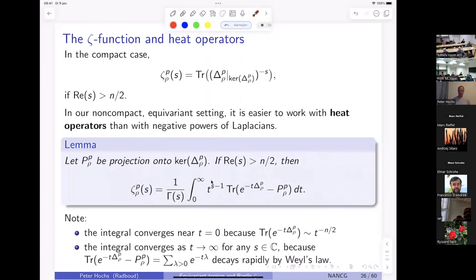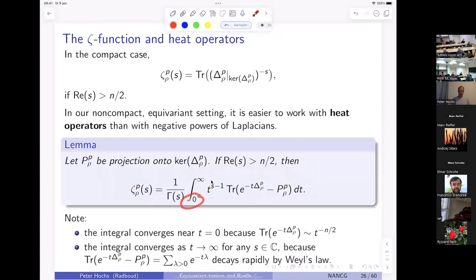This projection here is the projection onto the kernel of the Laplacian. So I'm projecting out, which is the same thing as saying we restrict to the orthogonal complement of the kernel of this Laplacian. So this trace of the minus s power of the Laplacian can be rewritten as this Mellin transform expression. This has the heat kernel in it, which is a bit nicer to work with. It's smoothing and everything.